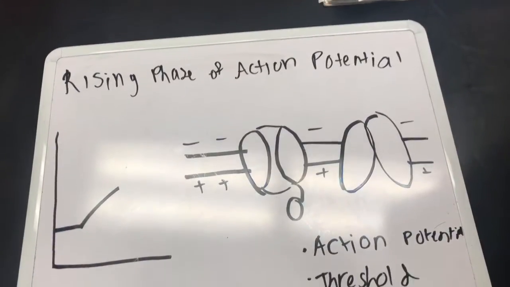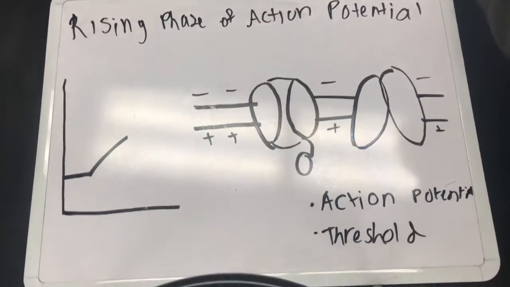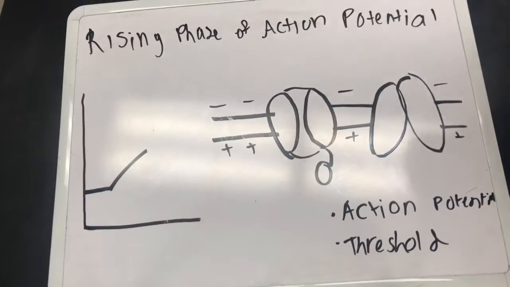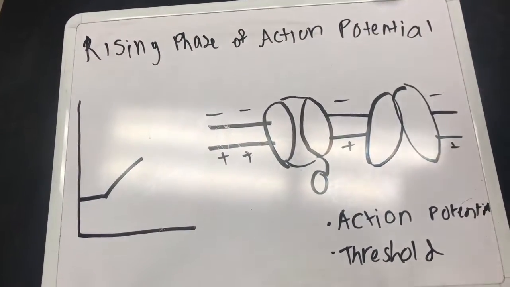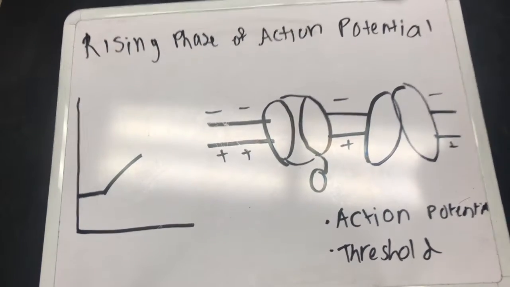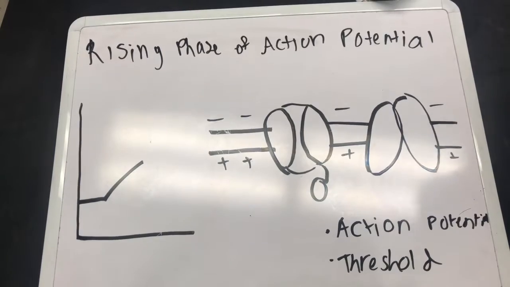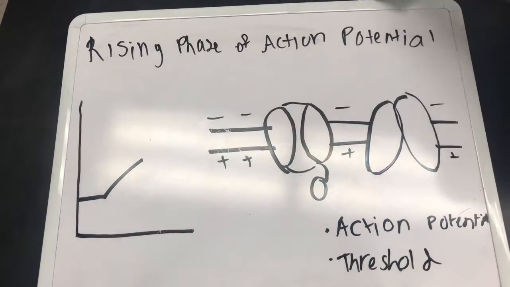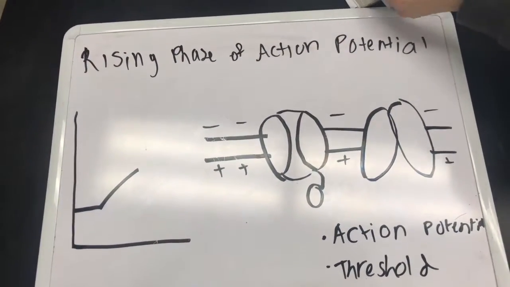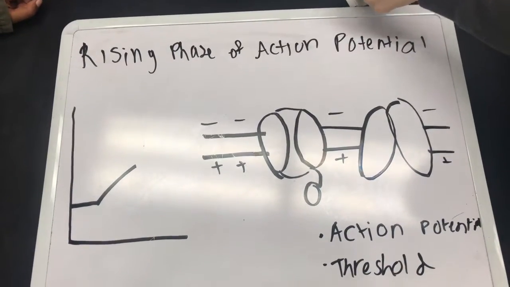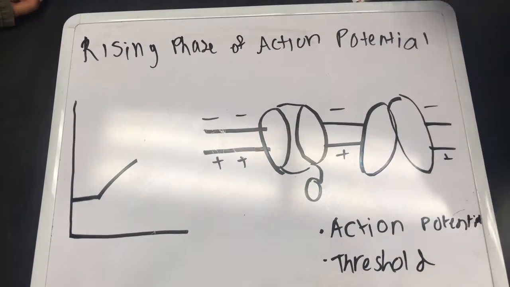The third step is the rising phase of the action potential. Action potential is a rapid change in the membrane potential of a cell that's caused by a stimulus that opens or closes the sodium and potassium ion channels. And threshold is the potential that a cell membrane must reach for an action potential to be initiated.